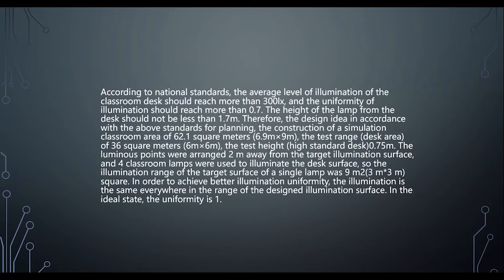The simulation classroom area is 62.1 square meters, with a test range of 36 square meters. The test height is 0.75 meters. The luminous point was arranged 2 meters away from the target illumination surface. Four classroom lamps were used to illuminate the desk surface, so the illumination range of the target surface of a single lamp was 9 square meters. In order to achieve better illumination uniformity, the illumination should be the same everywhere in the range of the designed illumination surface. In the ideal state, the uniformity is 1.